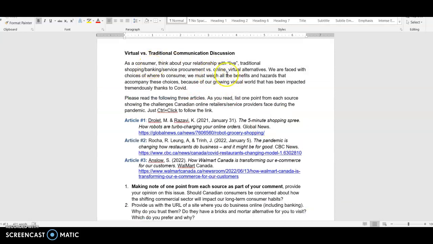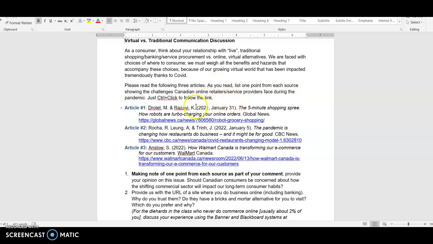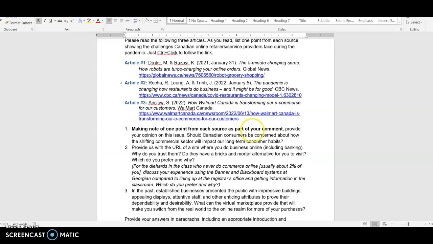And it says, as a consumer, think about your relationship with live versus online doing of your business life, what you purchase, where you shop, how you bank, all those different things, and how they've been impacted. So what I want you to do is look at the following 3 articles, okay? And you just have to control click to open each of them. These are the APA citations for them that you can look up as well if you like, but these are the easy links to them. One's from Global News, one's from the CBC, and one is written by Walmart, one of our favorite places to shop. All right, so here are the questions.